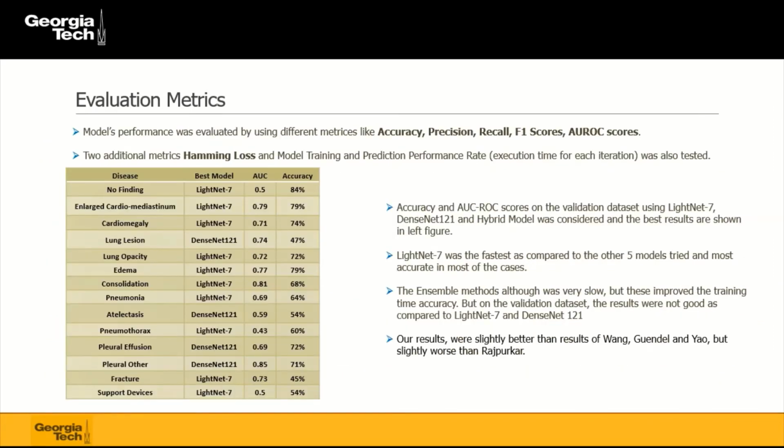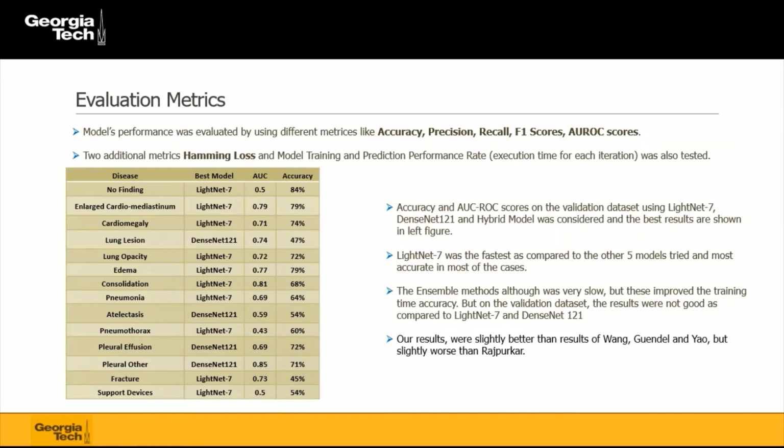For the model performance evaluation, we have considered different metrics like accuracy, precision, recall, F1 score, and AUC ROC scores. Apart from that, we have explored Hamming loss and model training and prediction performance rate, which is nothing but the execution time for each iteration, as key performance indicators.